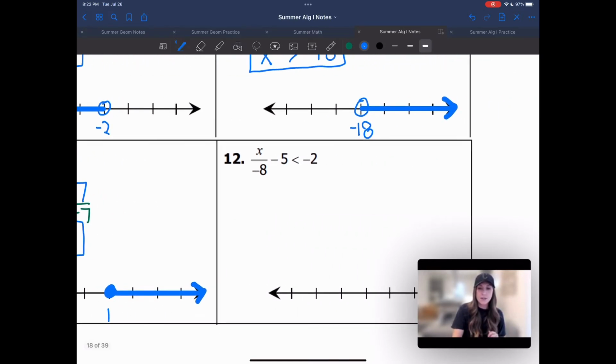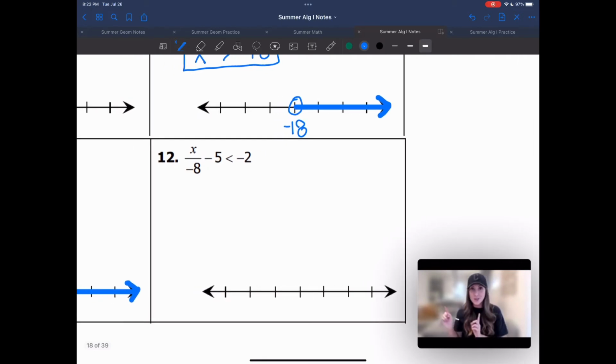Okay, good. Let's try this last one here, and then we'll move on to the harder ones. But they're not that bad, I promise. Okay, obviously we are going to add 5 to both sides. This is like the one above it that we just did. Okay, so we've got x over -8 is less than -2 plus 5, which would be +3.